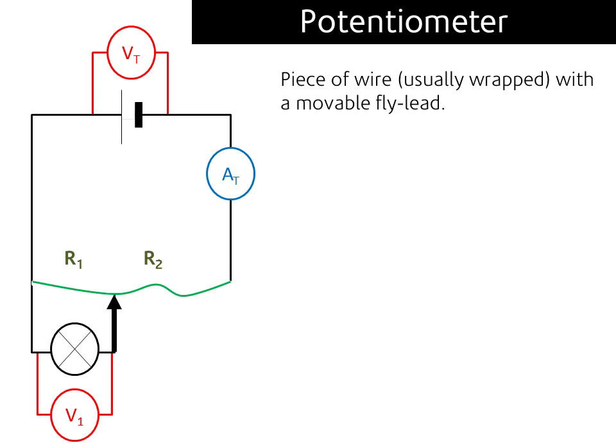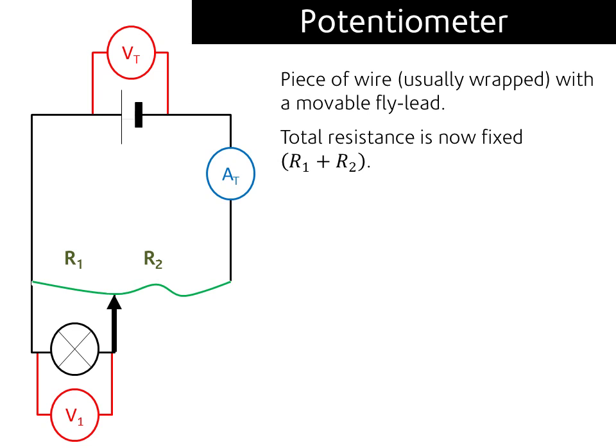Now, usually it's a piece of wire. It's normally wrapped around a coil, a tight coil, across a solenoid, and it always has this movable fly lead, this movable lead that you can slide up and down. And by moving it, you can actually change the values R1 and R2.